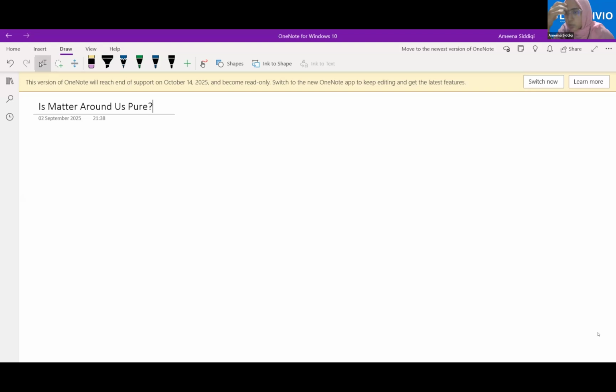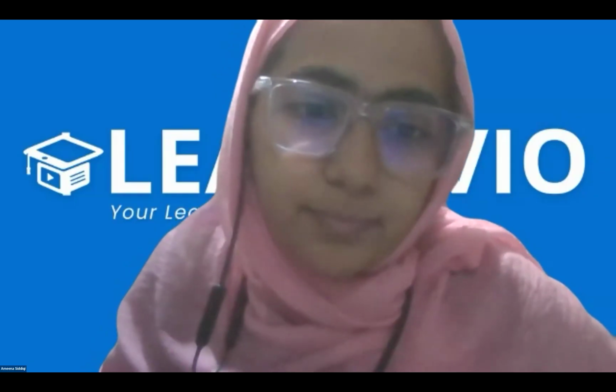Till the Tyndall effect, so I assume it is only till the mixtures and not the pure substances. Yes. I'm opening the NCERT here, just a second.